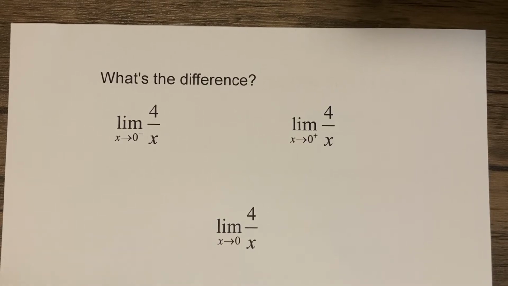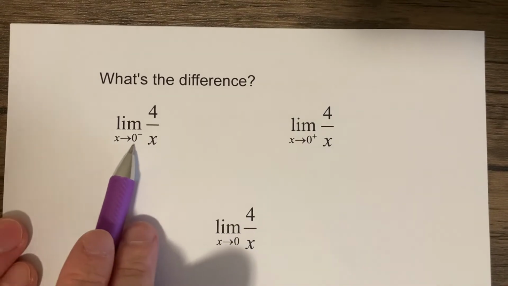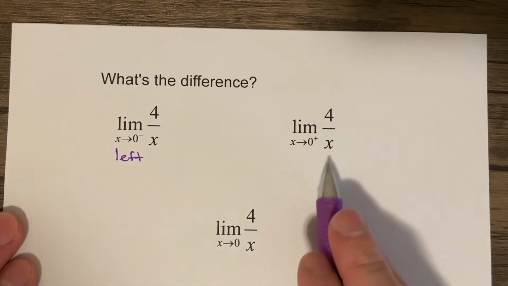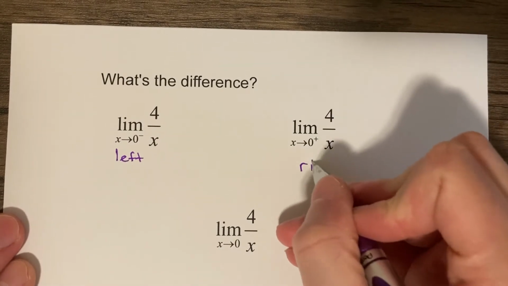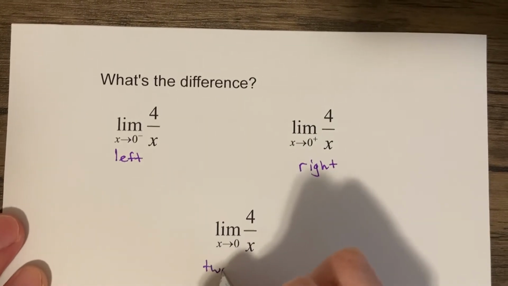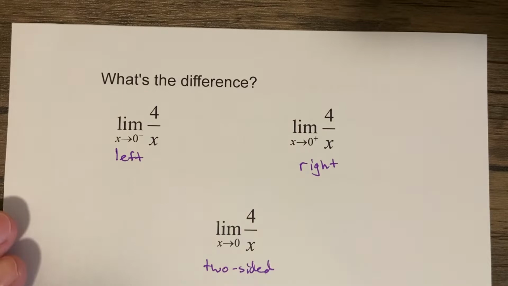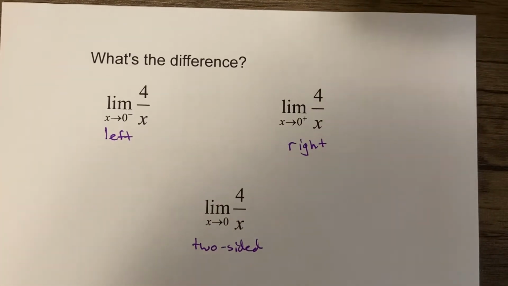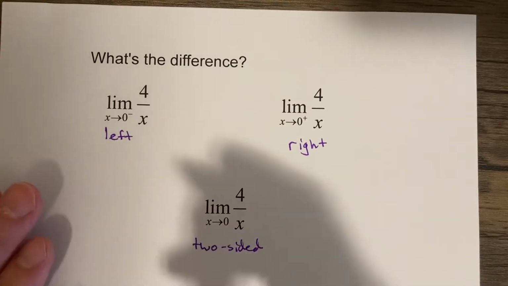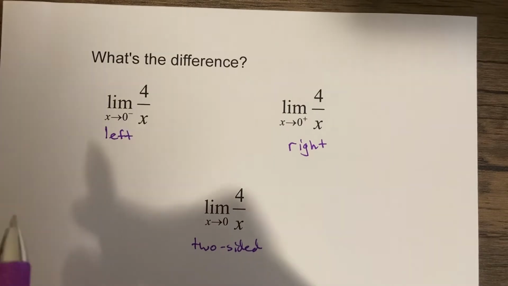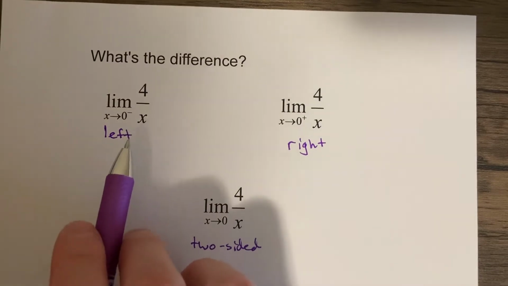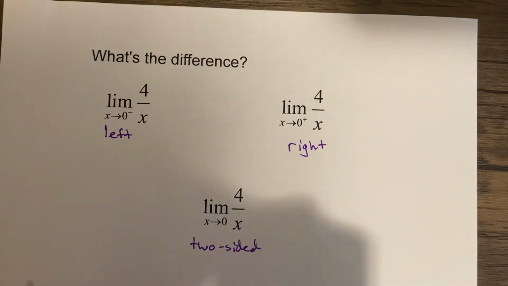So this first one up here in the top left says x is approaching 0. It's got the little negative, so from the left. Let's label all of these. This one's got the positive, so we're approaching that from the right. And this one, no symbol, so two-sided limit. As we approach from the left side, we would be coming from the negatives, right? Any numbers to the left of 0 for the x would be negative numbers. So we can make a quick chart.